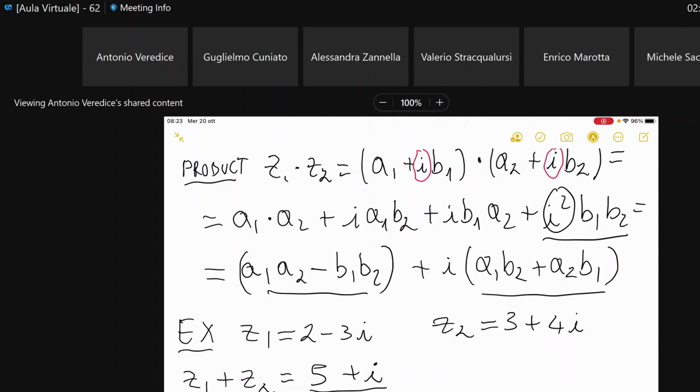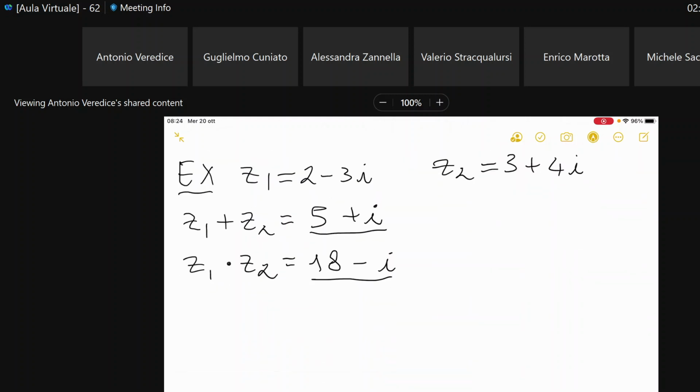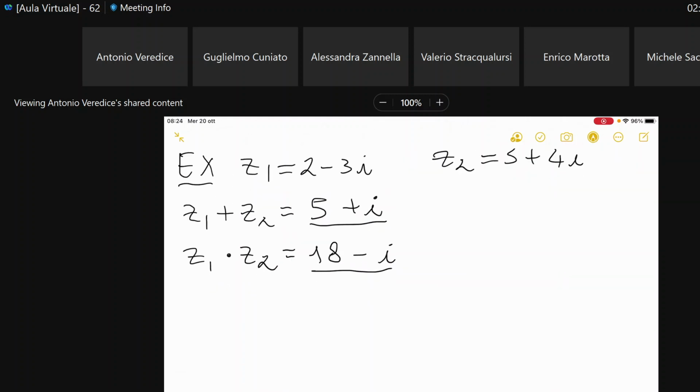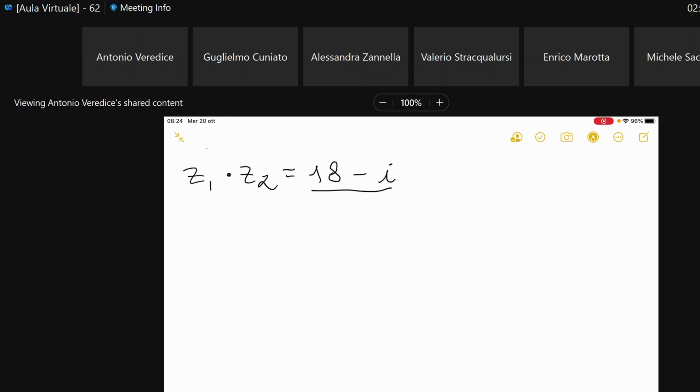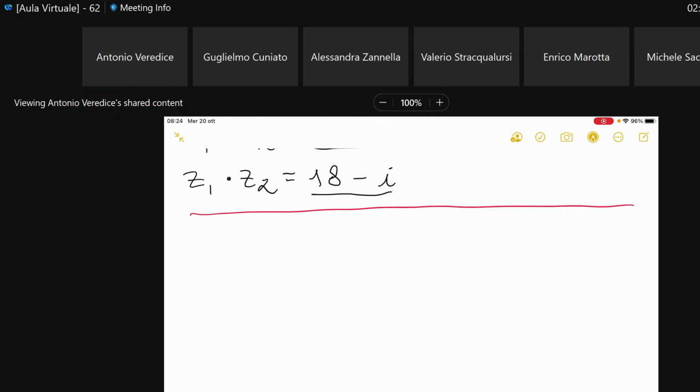Did you compute it? Okay, so if everything is okay, we can go on with the next step. The next step is introducing the conjugate of a number, the complex conjugate.